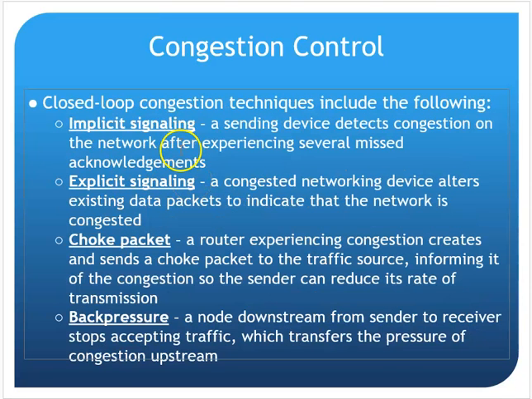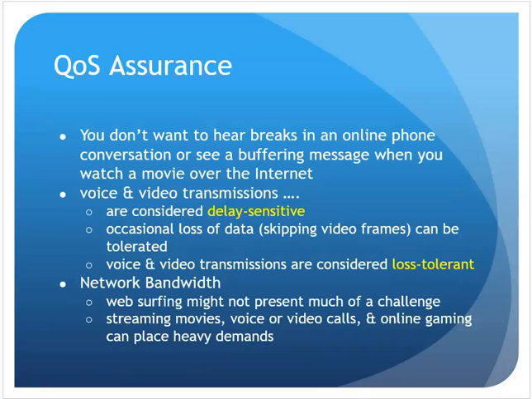With closed loop, you can start doing implicit signaling and explicit signaling, letting devices know, hey, the network's congested, do something different. With a choke packet, a router experiencing congestion can create and send a choke packet to the traffic source indicating, hey, there's congestion, reduce your rate of transmission. Those are things that can get done to let other devices know that there is congestion on a link.